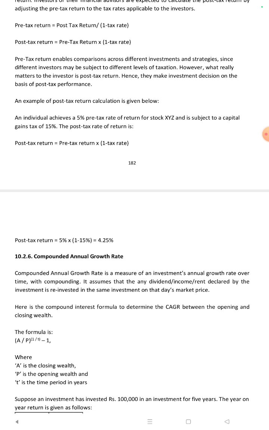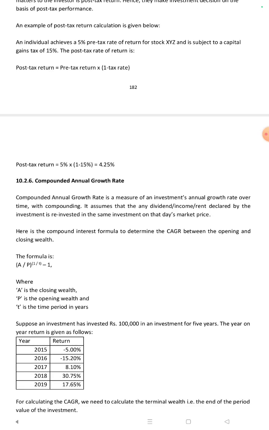Pre-tax return enables comparison across different investments and strategies, since different investors may be subject to different levels of taxation. However, what really matters to the investor is post-tax return. Hence, they make investment decisions on the basis of post-tax performance. An example of post-tax return calculation is given below. An individual achieved 5% pre-tax rate of return for stock XYZ and is subject to a capital gain tax of 15%. The post-tax return is pre-tax return into 1 minus tax rate. The post-tax return is 5% into 1 minus 15%, which is equal to 4.25%.